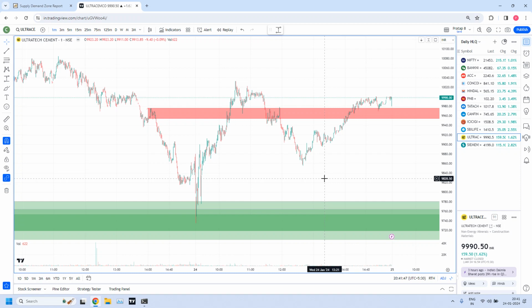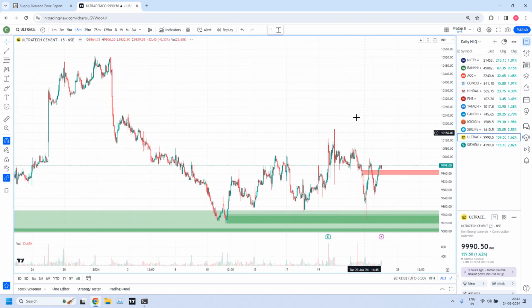But today you see how much profit we got. Already one trade we got 14% profit, SBI Life. And in this stock you got a profit. Let me go to the 15 minutes time frame. We reached the 15 minutes target.